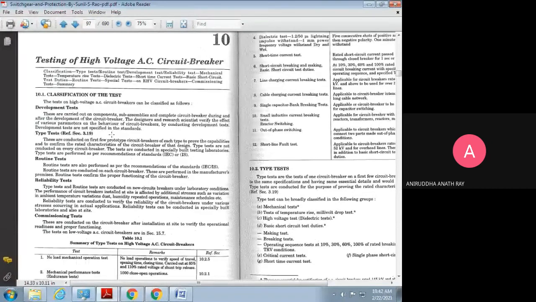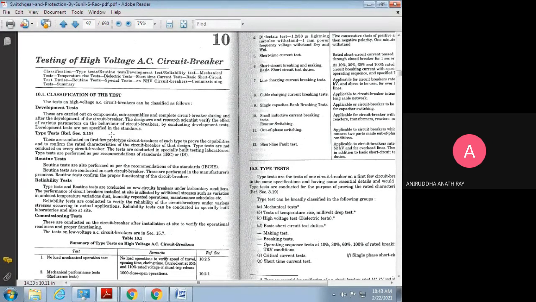These are performed on the manufacturer's premises. The routine tests confirm the proper functioning of the circuit breaker. Okay, so next is reliability test. Remember, the type test and the routine test are conducted on new circuit breakers under laboratory condition. The performance of the circuit breakers installed at the site is affected by additional stresses such as variation in ambient temperature, variation in dust, humidity, operation, maintenance schedule, etc.